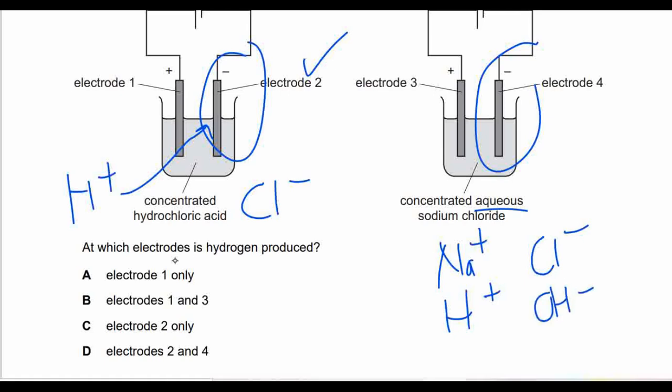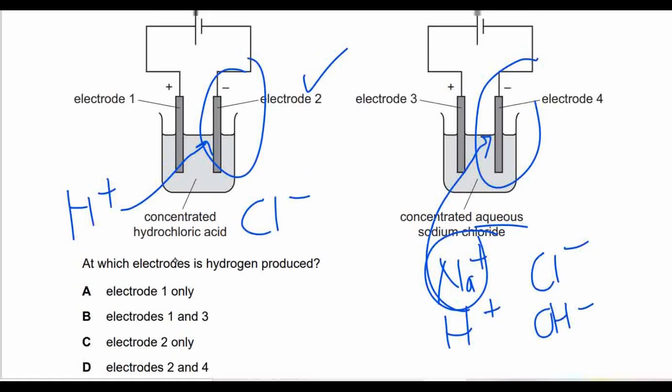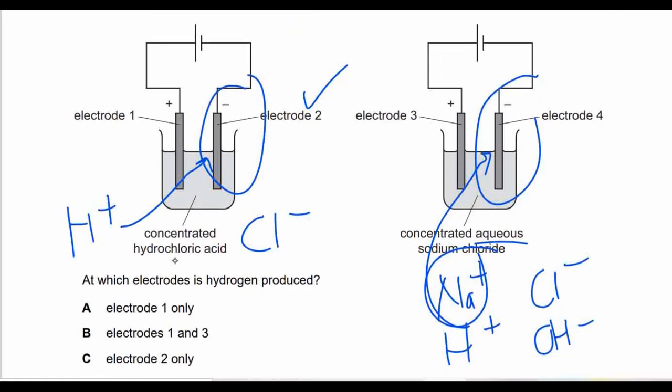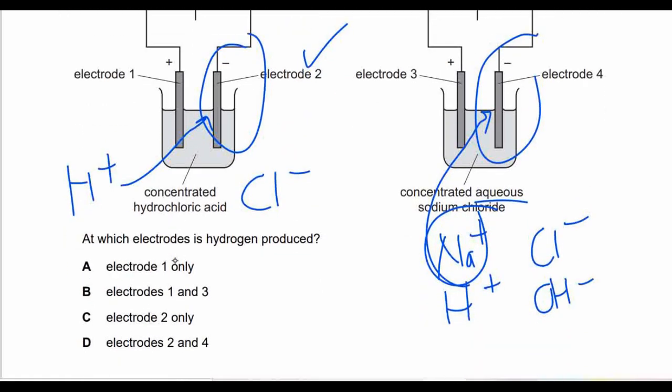So the one that will go will be hydrogen, since sodium is very reactive and prefers to stay in the solution. So hydrogen will go to the negative electrode and form hydrogen gas. So it will be 2 and 4. Question number 10, 2 and 4. So it will be D.